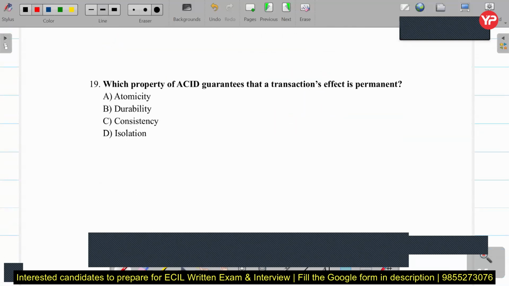Next, again related to the ACID properties. Which property of ACID guarantees that a transaction effect is permanent? Yes, the transaction effect has to be permanent, and that is talking about durability. So durability says that transaction effect must be permanent. Atomicity says all the operations of a transaction have to be completed or none of them. Consistency told about the stable state, and isolation told about the serializability concept, which we already discussed in our standard lectures.